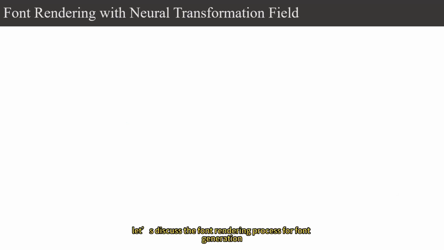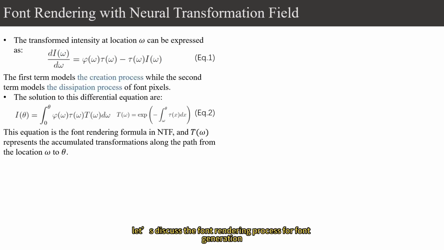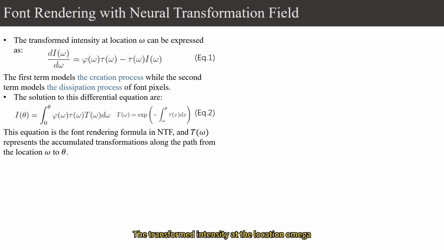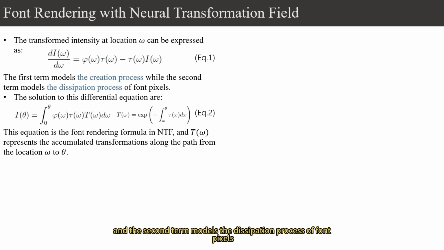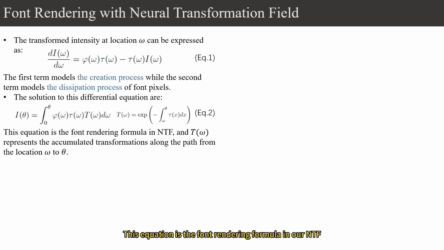Now, let's discuss the font rendering process for font generation. The transformed intensity at the location omega can be expressed as the following differential equation. In this equation, the first term models the creation process, and the second term models the dissipation process of font pixels. The solutions to this differential equation are shown in equation 2. This equation is the font rendering formula in our NTF, and the quantity T omega represents the accumulated transformations along the path from the location omega to theta.